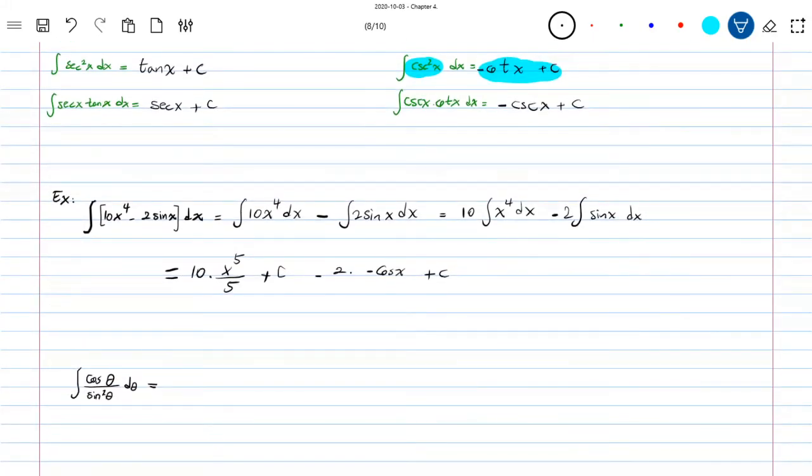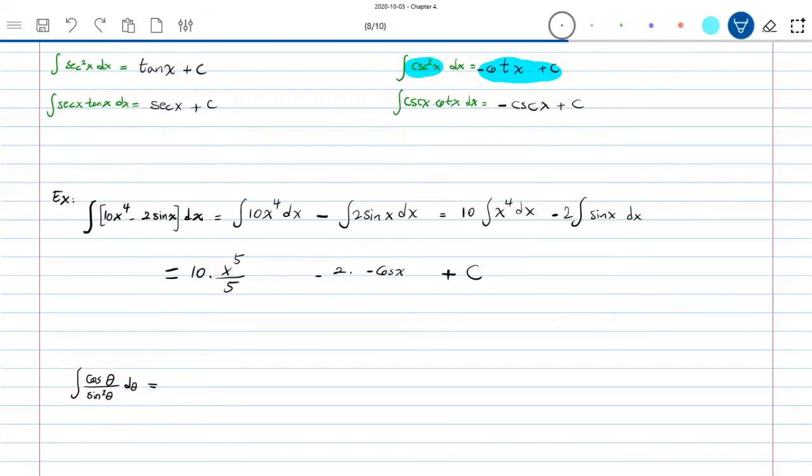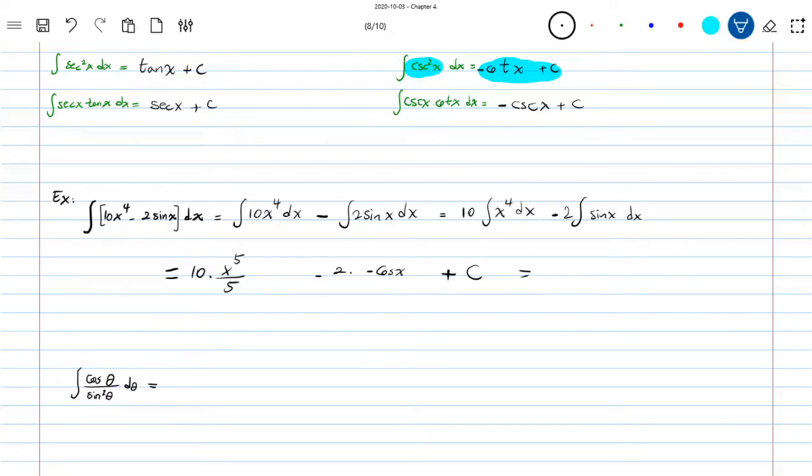And now you notice that we wrote too many c's because there is already a constant here. So that's what I'm going to mention, that you don't need to write multiple constants. At the end, after you found all the antiderivatives, you can add just one constant c. That represents all the constants, because if you add different constants together, you still have a constant. You can simplify this, by the way. This 10 and 5 will cancel out, so you get 2x to the power 5, minus times negative becomes positive, 2 cosine x plus some constant.